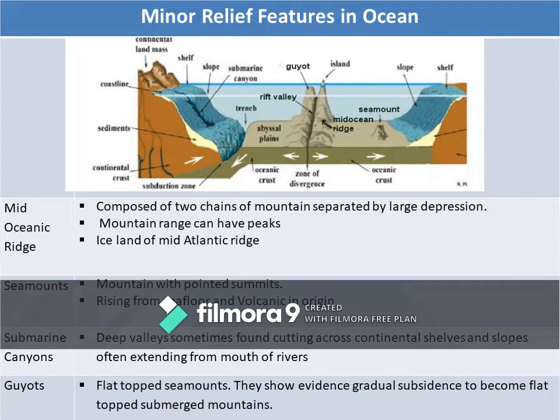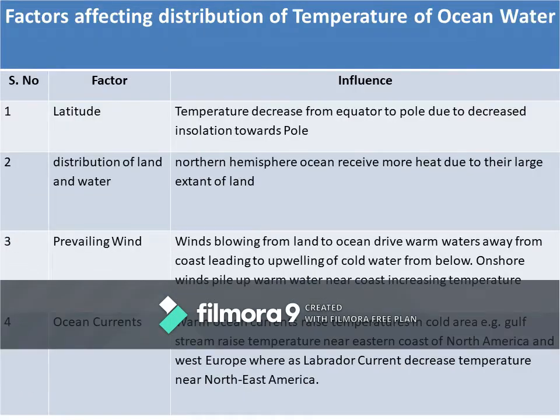We will discuss the vertical and spatial variations of temperature. The important point is that heating and cooling of the oceanic water is lower than land. The main factors that affect the temperature distributions are: number one, latitude; the second is unequal distribution of land and water; third is prevailing wind; and fourth is the ocean currents.